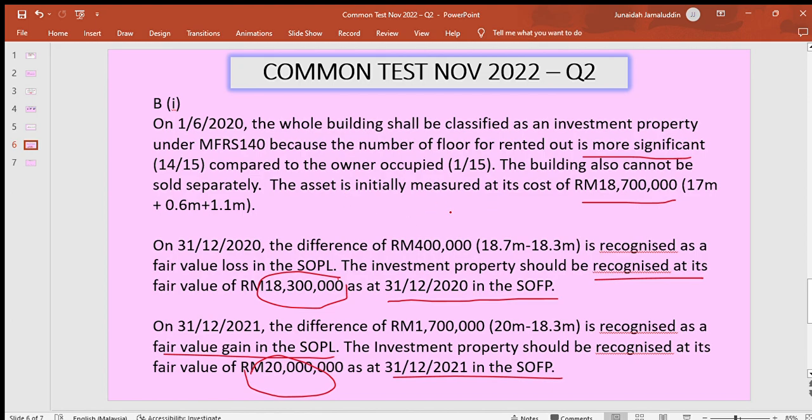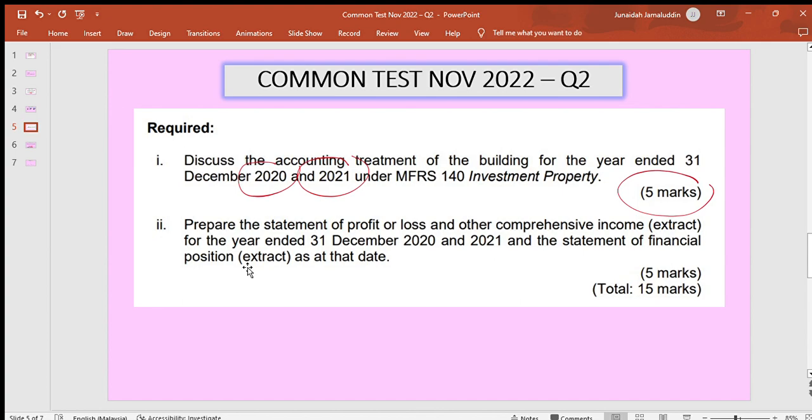whereby the floors, or each floor of the building, cannot be sold separately. Okay, so let's check out another requirement of this question. So there is another requirement for this question. Prepare the statement of profit or loss and other comprehensive income for year ended 31st December 2020 and 2021, and the statement of financial position extract as at that date.